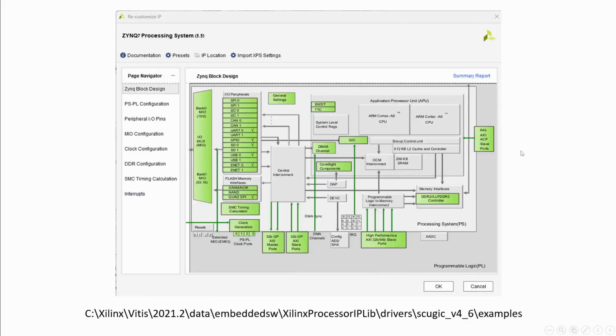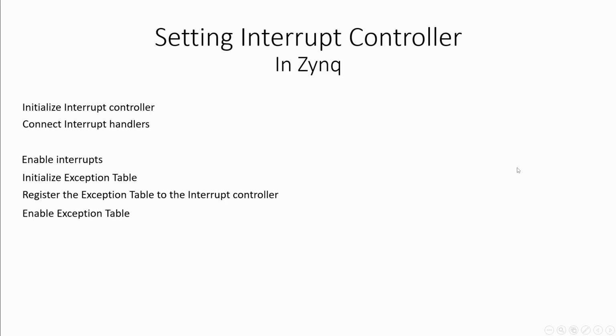So the software for this one is exactly the same, but here we have two more stages. One, we need to set the interrupt controller parameters before we initialize. We have a lookup function. Then we initialize, we connect, and then we need to set the interrupt parameters, and then we can enable them and initialize the exception table.